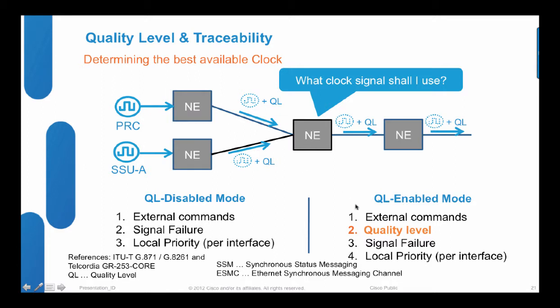But now let's introduce quality level. So we have the same sort of reasons why we would select: external command, signal failure, but we now have the quality level. The quality level is where this guy now has this Ethernet synchronous messaging channel running between these two, and they're talking to each other, and this is all part of SyncE. This guy is saying, use me, I've got a primary reference clock, and this guy is saying, okay, I'll use you. This is coming back with a quality level saying use me, but I'm an SSUA, so I'm not quite as good as the PRC, so he'll select this.